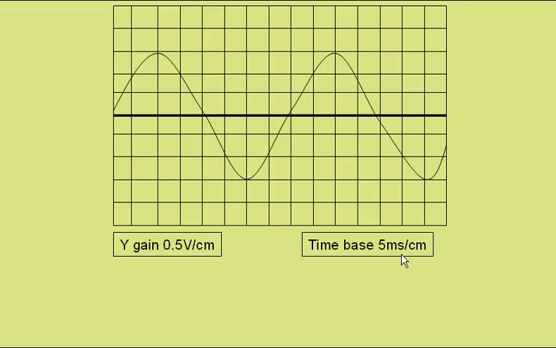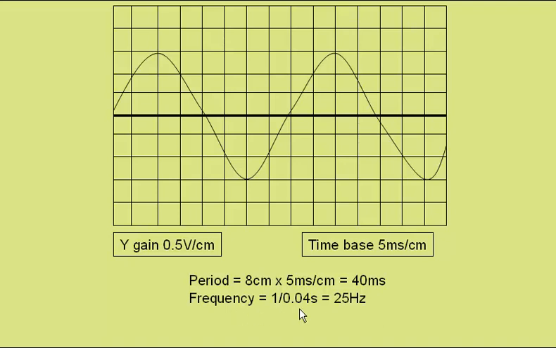This one is set to 5 milliseconds per centimeter, meaning that the line takes 5 milliseconds to travel 1 centimeter or 1 square. So for example with this wave, the time period would be from, for instance, here to here, a distance of 1, 2, 3, 4, 5, 6, 7, 8 centimeters. So the time period is equal to 8 centimeters multiplied by the time base setting of 5 milliseconds per centimeter, giving 40 milliseconds time period.